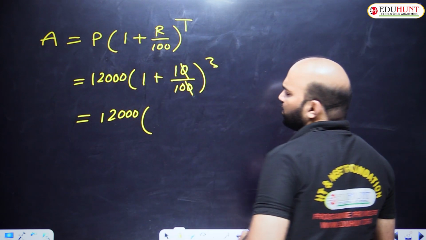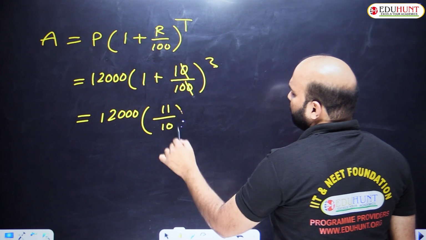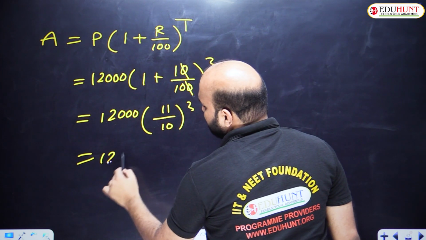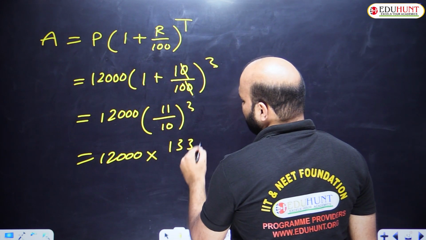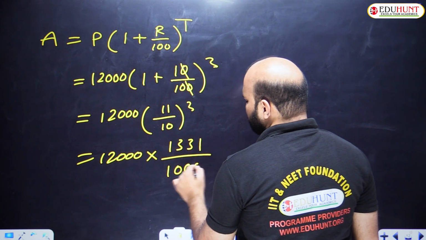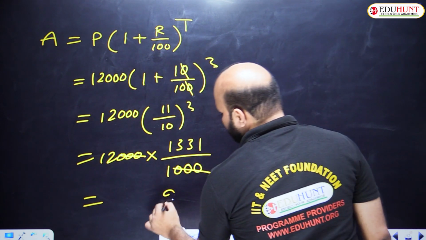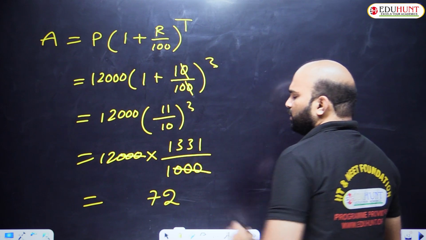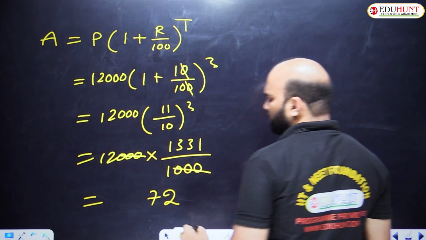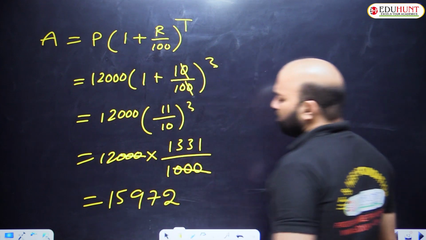So 0 0 cancel. 1 plus 1 by 10 can be written 11 by 10 whole cube. So 12,000 into 11 cube value 1331, 10 cube value 1000. So 3030 cancel. 1331 into 12. 12 1s are 12, 12 3s are 36 plus 1 37, 3 left. Again 30, 12 3s are 36 plus 3 39, 3 left. 12 1s are 12 plus 3 15.